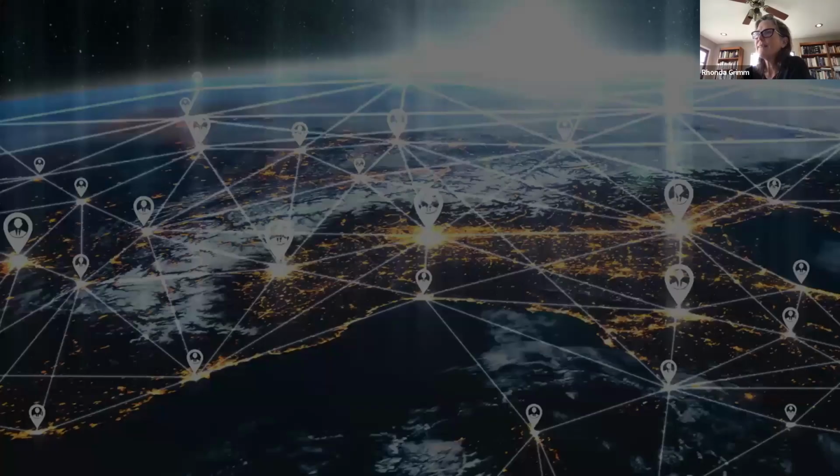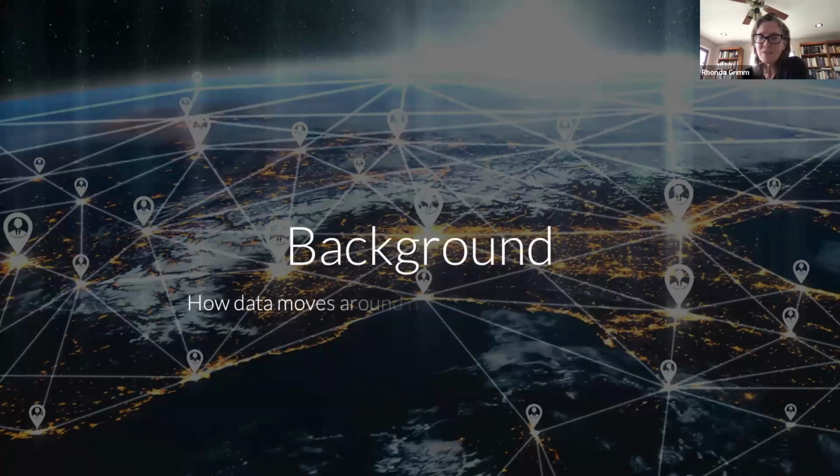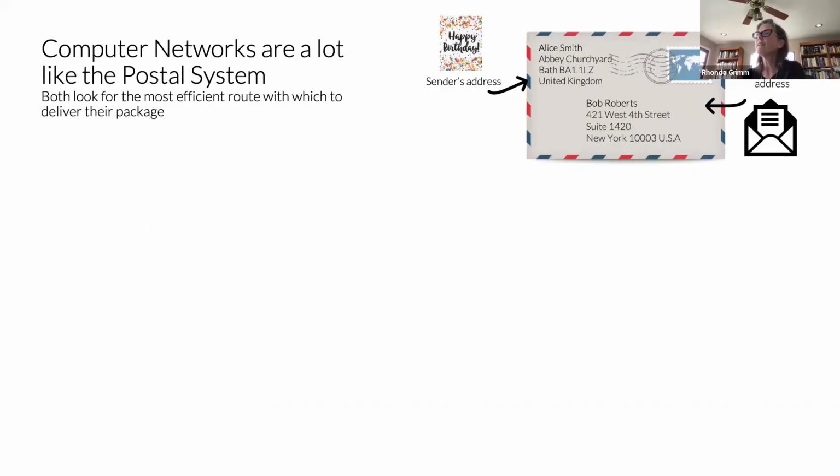But with that, let's do a quick summary of how in the world data moves around networks and around the internet. A lot of people start with the idea that there's a loose connection between the way the postal system works and the way computer networks work. Take your example: you've got an envelope, it has a sender's address and a destination address. That's what I showed you the other day, just a quick feel for this.